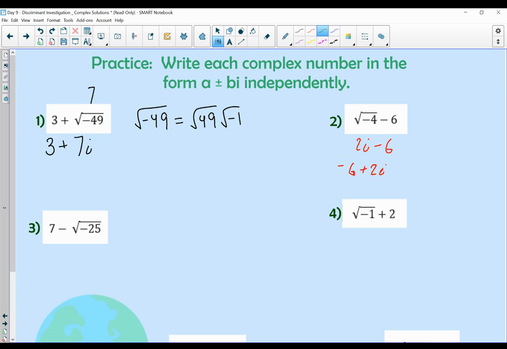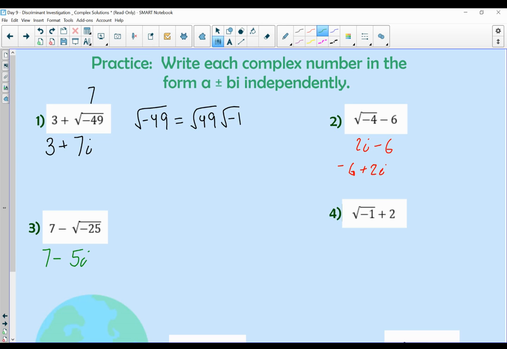All right, so number 3, 7, my real number comes down, my minus sign comes down, and then I ask myself, what's the square root of 25? Well, that would be 5 because 5 times 5 is 25. So the square root of negative 25 is going to be 5i.